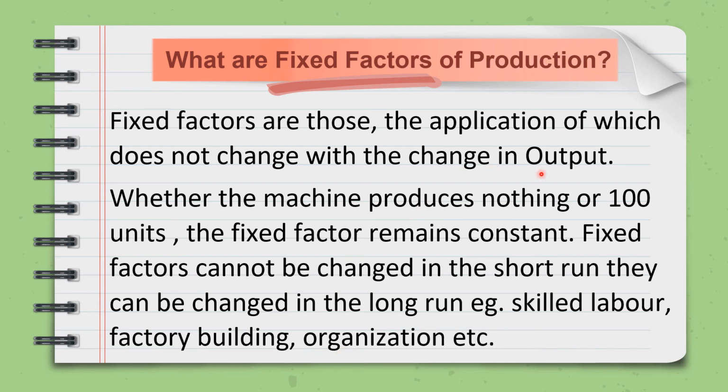So you see, when the output changes, the fixed factors do not change. Does a machine get consumed in the process of production? No. When something is being produced, the inputs like raw materials are converted into outputs of finished products. However, the fixed factors like skilled labor, factory building, machines, tools, equipments, they do not change with the change in output. They remain the same. If we want to bring about any change in the fixed factors, we can do so only in the long run and not in the short run.